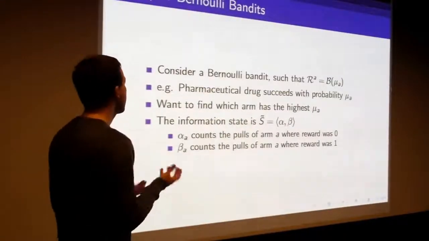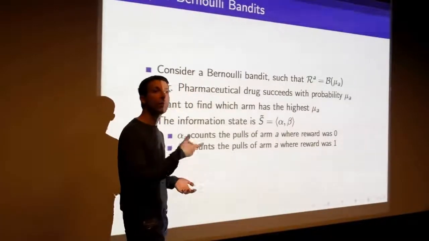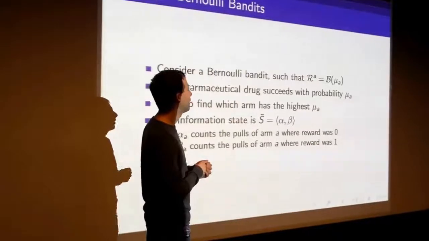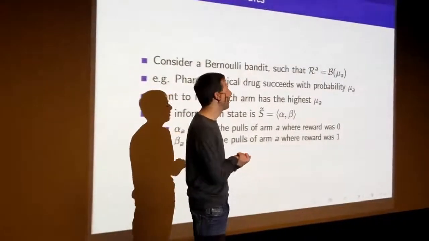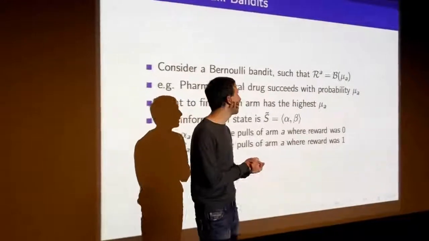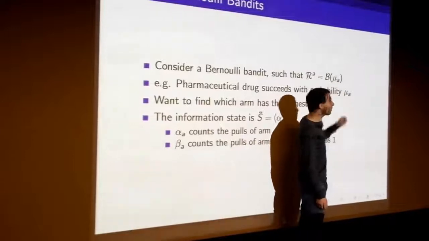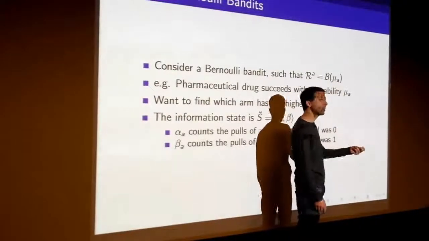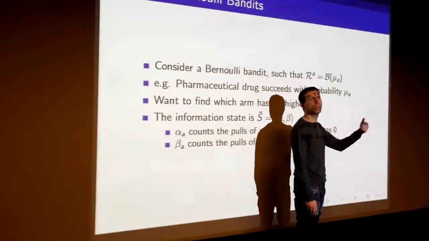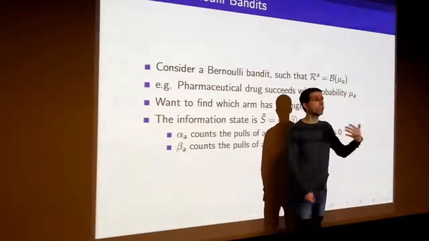So let's consider the simplest case. Let's consider Bernoulli bandits. A Bernoulli bandit is basically a coin flip bandit, where you flip a coin, and with some probability mu A, for action A, like the left lever, there's some bias to that coin that tells me if I'm going to get a reward of 1 or 0. So with probability mu A, I'll get a reward of 1.